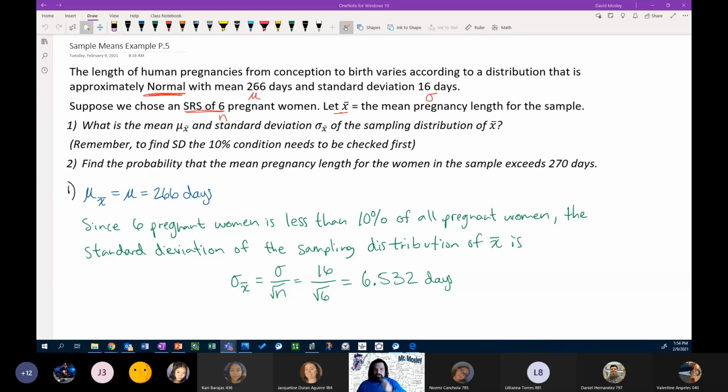So we have our mean and standard deviation. So now we can describe essentially the normal distribution of the sampling distribution of x bar. Right, it has a mean of 266 and a standard deviation of 6.532 days. So that leads us to question number 2. Right, we need to find the probability that the mean pregnancy length for the women in the sample exceeds 270 days.